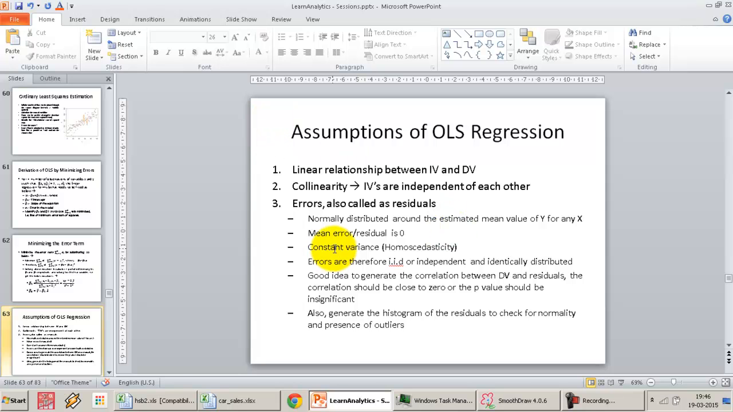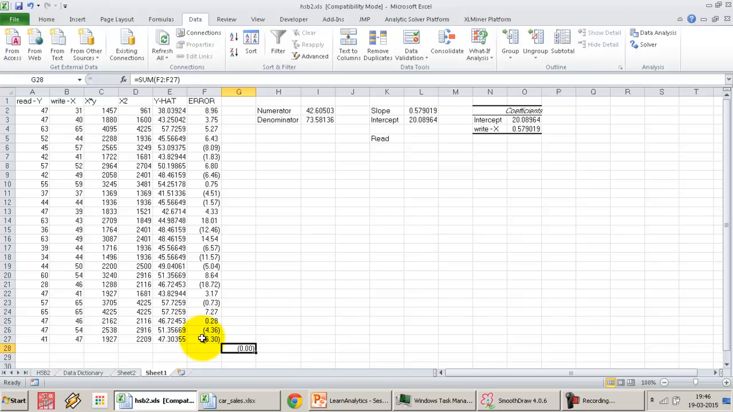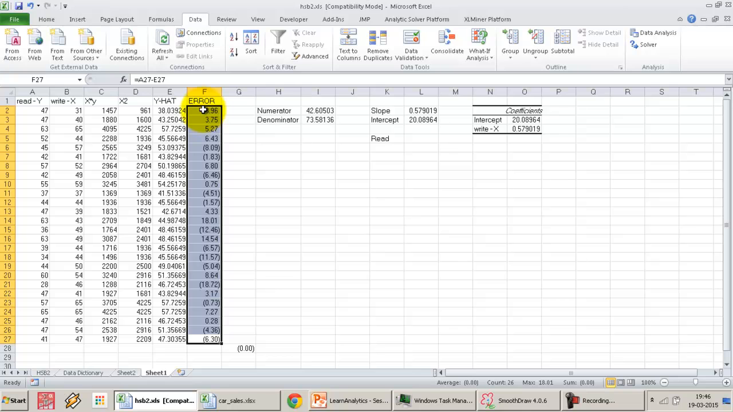So the mean error or the residual is 0, and the distribution of this error term around the mean is supposed to follow a normal distribution. We can actually plot or build a histogram around this, and we will see that the errors or the residuals are always normally distributed around the mean, which is 0.